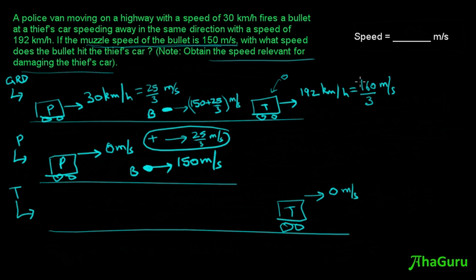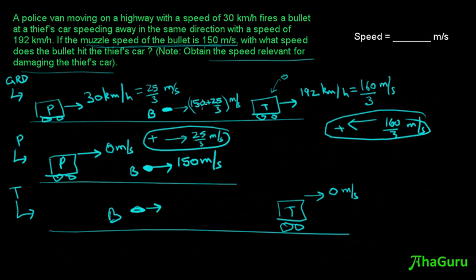And the way we are going to convert this 160 by 3 meters per second to 0 is to obviously add a velocity of 160 by 3 meters per second to all quantities on the ground frame. And that means also to the bullet. And the bullet has 150 plus 25 by 3 this way. And you have to add to it 160 by 3 meters per second this way. And so I get 150 plus 25 by 3 minus 160 by 3 meters per second. And so this is the speed with which the bullet comes and hits the thief's car as seen from the thief's reference frame. And so this is obviously the speed which would be damaging the thief's car.